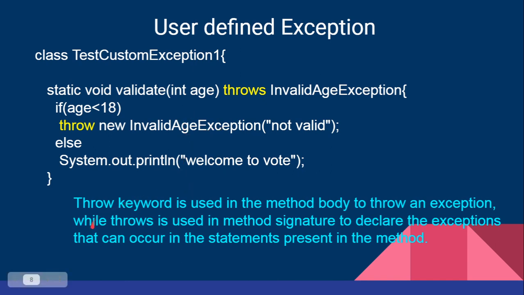So we have given the difference between the throw and the throws keyword. The throw keyword is used in the method body to throw an exception. You can see here this is the method body. In this method body we are using the throw keyword, while throws is used in the method signature. This is the method signature, that is the method definition, the name of the method and the parameters. So throws is used in the method signature to declare the exceptions that can occur in the statements present in the method. So then, one word question we can answer: what is the difference between throw and throws?